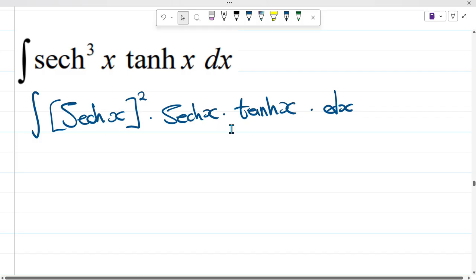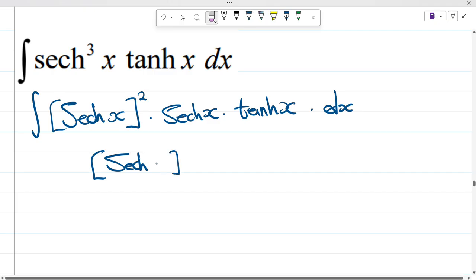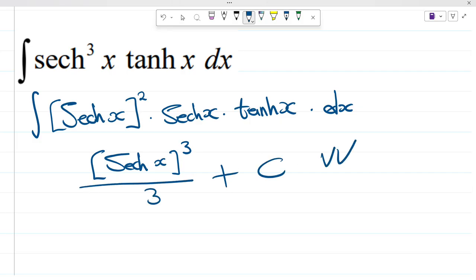So then I just use the general power rule, because my n here is equivalent to 2, of course. The general power rule states that you take whatever you say is your f of x and add 1 to the exponent, and then divide by that n plus 1. So this is just going to be hyperbolic sec of x to the power 3 divided by 3 plus c. Ta-da! You have your answer. Of course, I made a mistake here.